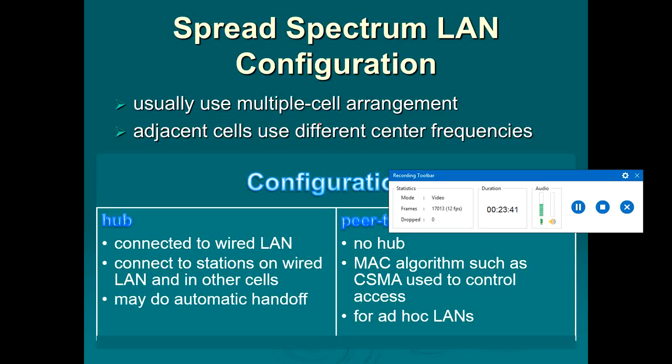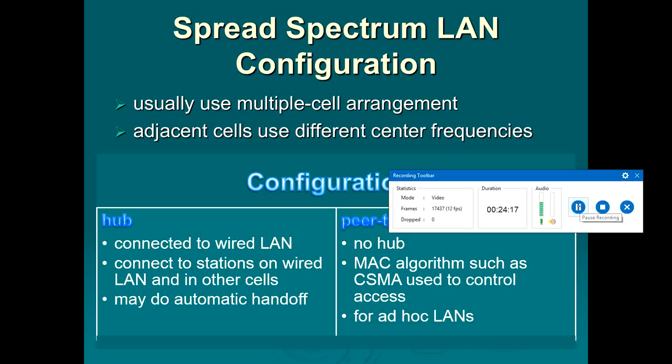The hub may also control the access by acting as a multi-point repeater, which we discussed before in the previous chapters, with similar functionality to Ethernet multi-port repeaters. In this case, all the stations in the cell transmit only to the hub and receive from the hub. Now we come to another feature, which is that they may do automatic handoff.